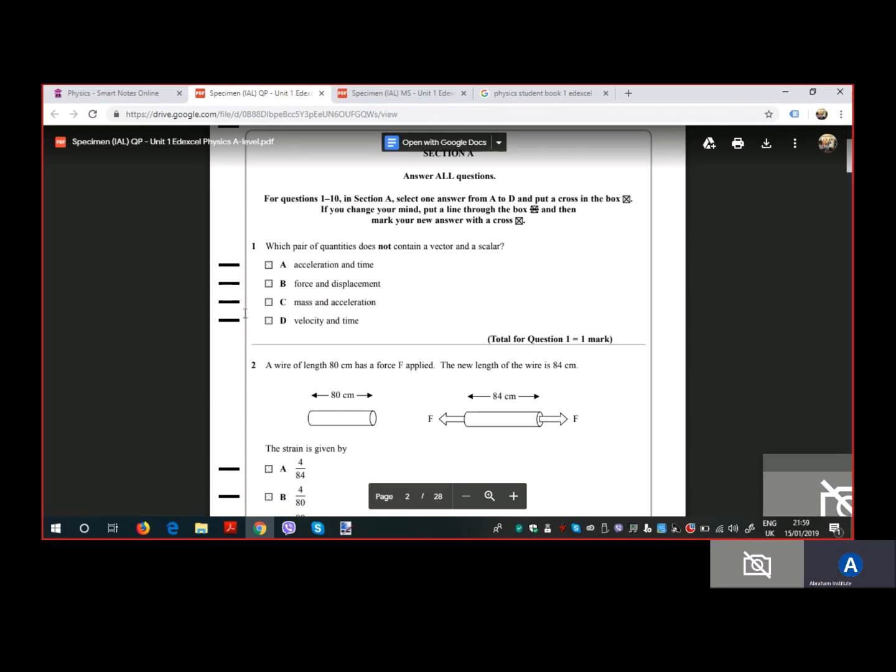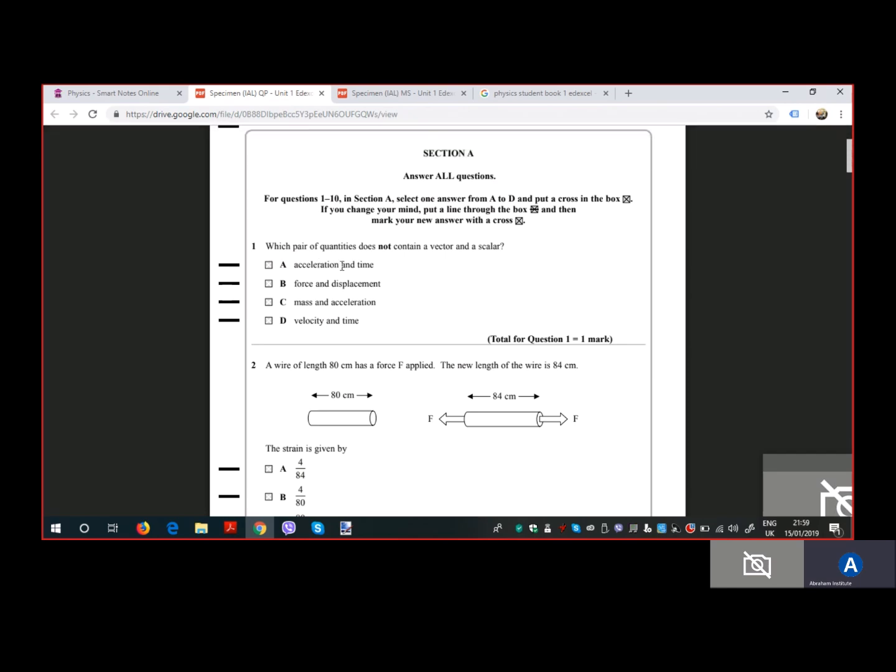So you have to see which one. Now, is acceleration a scalar quantity or a vector quantity? Acceleration is a vector. Time is a scalar. So you should know what a vector is. Vectors have both magnitude and direction. Scalar quantities have only a magnitude, or a size. Scalar quantities don't have a direction. Another word for size is magnitude. Vectors have both magnitude and direction.